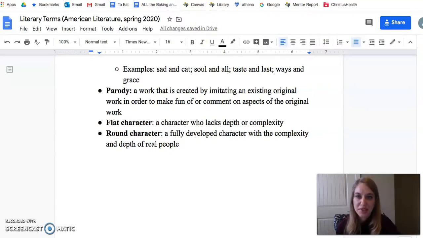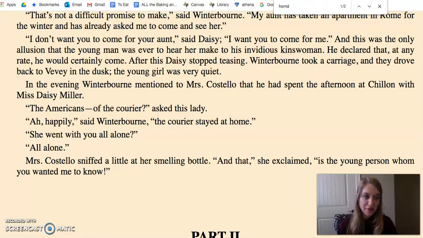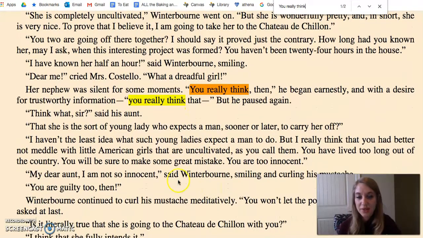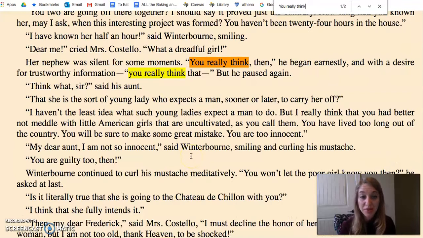So I'm going to take you through just two quick quotes about her. The first one, he's talking to his aunt and describing what his opinion of her is. And he says, "You really think that she's the sort of young lady that expects the man sooner or later to carry her off." So he's wondering if she's going to just go off with someone and get married, and if she doesn't have any sort of class, if she's going to defy all the social conventions.